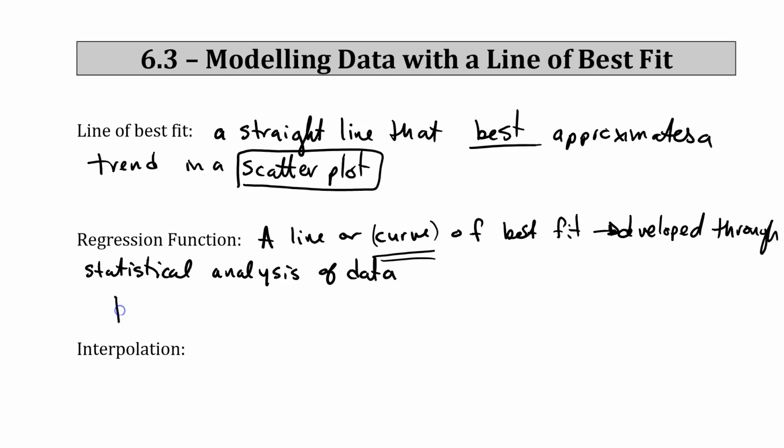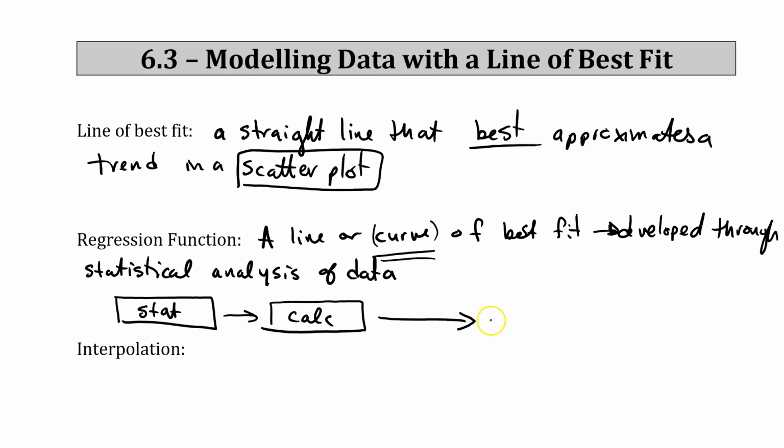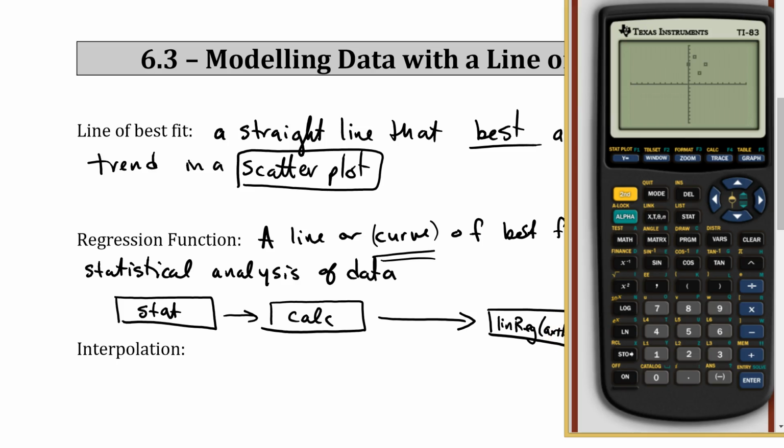For the purposes of today, we're going to be using Stat, and then we're going to be clicking on Calc, and then we are going to go to linreg, ax plus b. So just to grab out your calculators, the way that we find that is click the Stat, tab over to Calc, and then number 4 is our linreg.